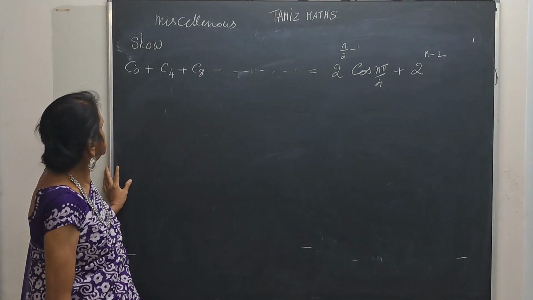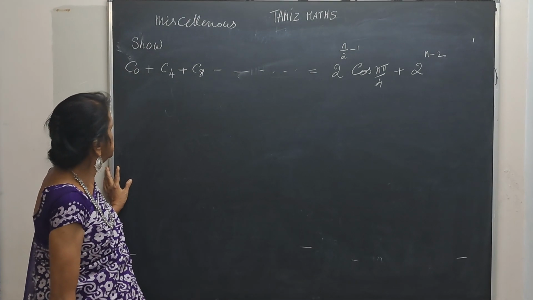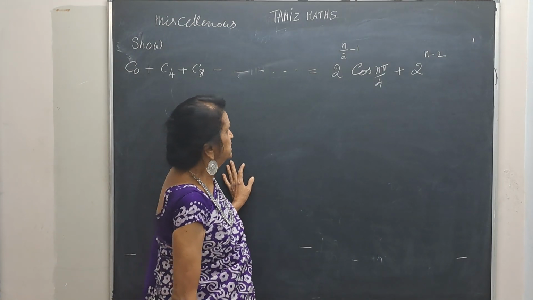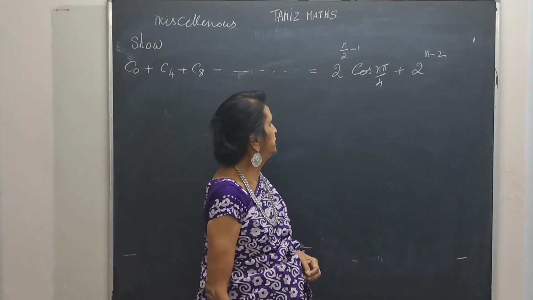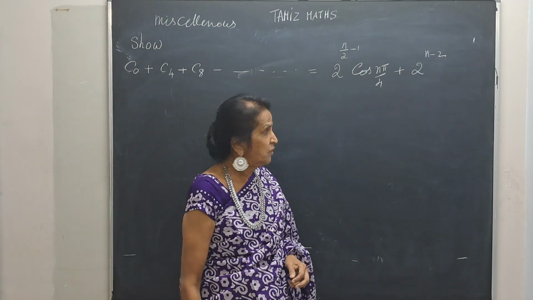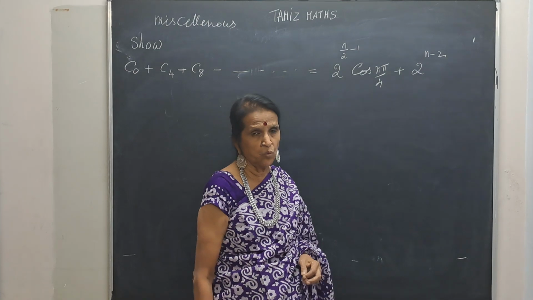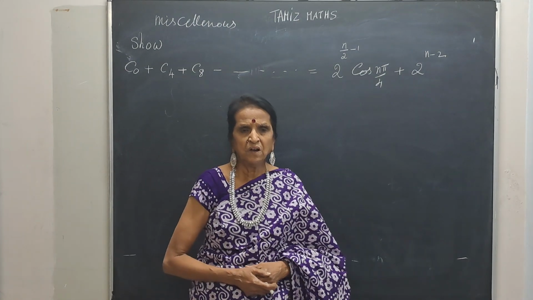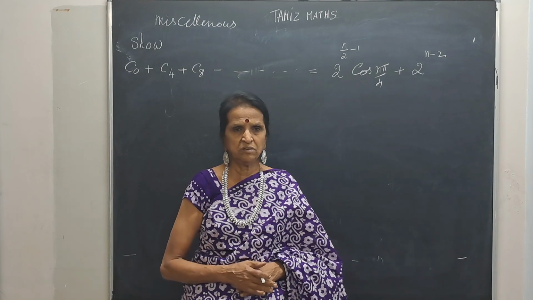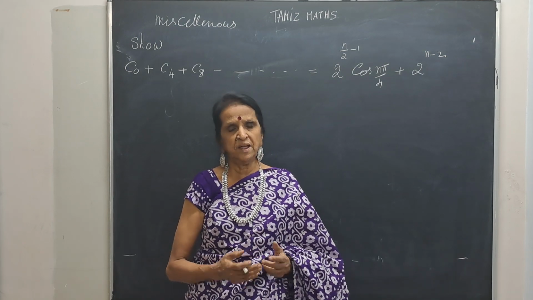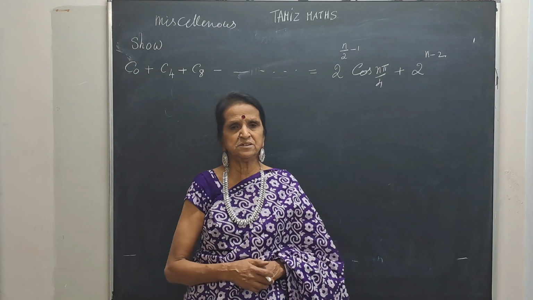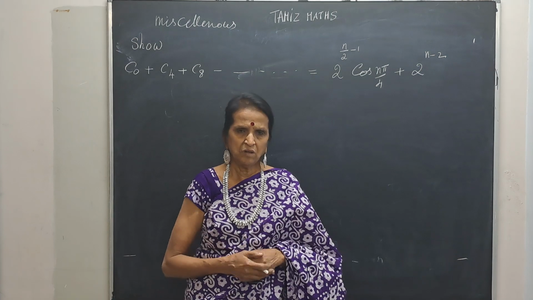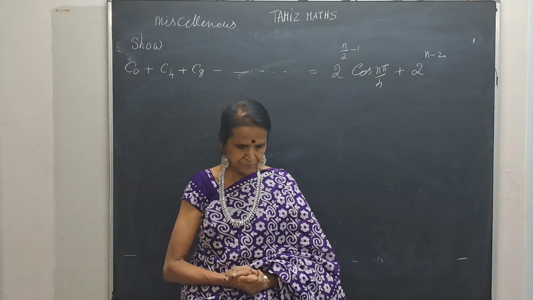Show C0 plus C4 plus C8 and so on is equal to 2 to the power of n by 2 minus 1 cos n pi by 4 plus 2 to the power of n minus 2. C0 and all binomial coefficients: C0 nC0, C1 nC1, C2 nC2, C3 nC3, C4 nC4 and so on. All binomial coefficients they are.